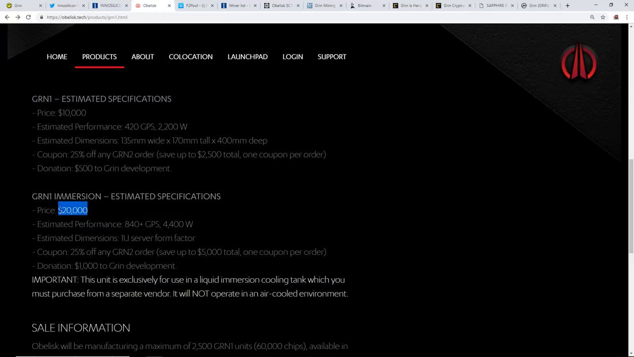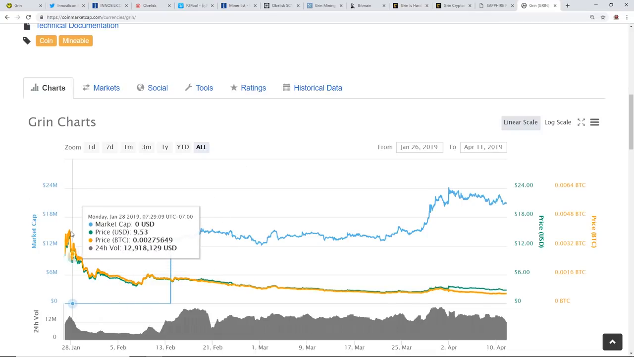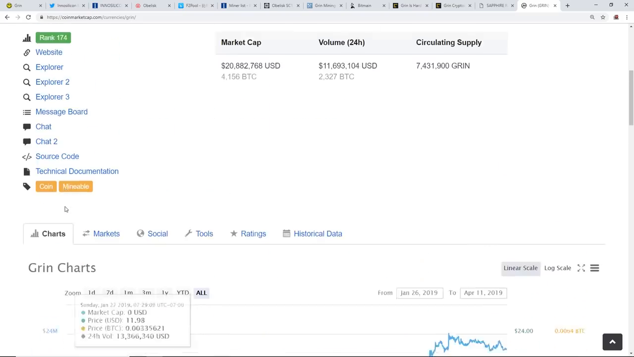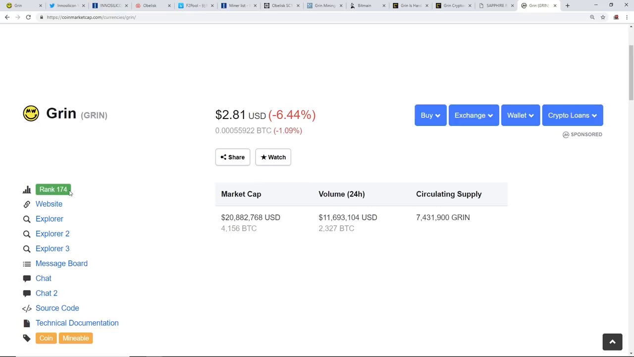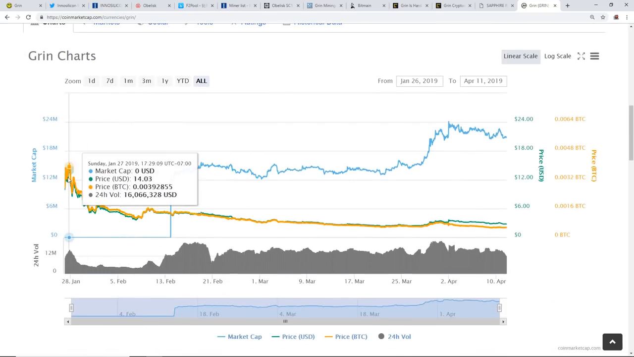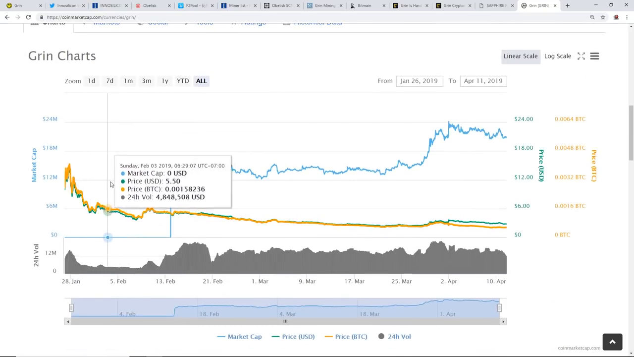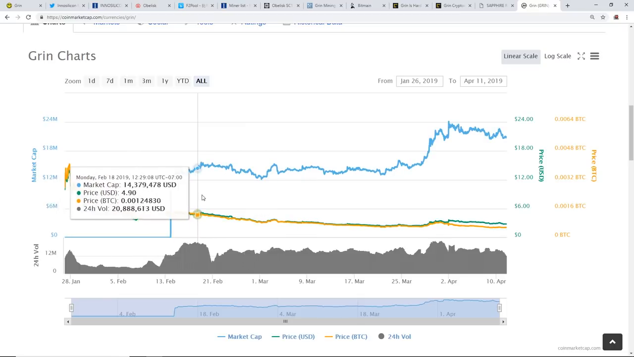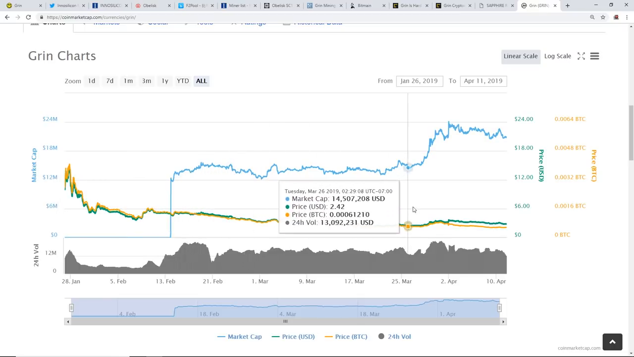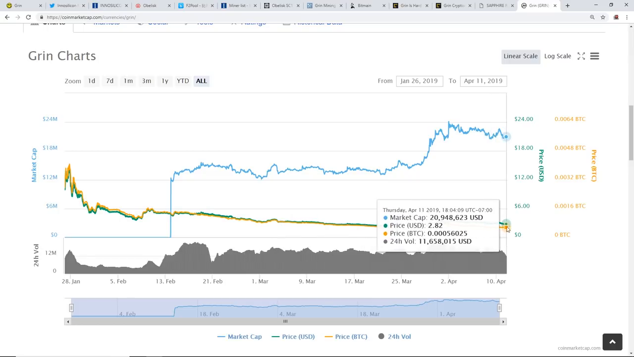So pretty much your ROI, if you were to have this right now, you would maybe get your money back within a month, more or less. If we're looking at CoinMarketCap right now on Grin, they're ranked 174. You can see that the price of Grin has been gradually coming down, and it's still gradually coming down.